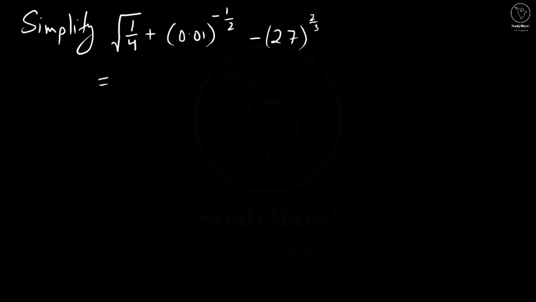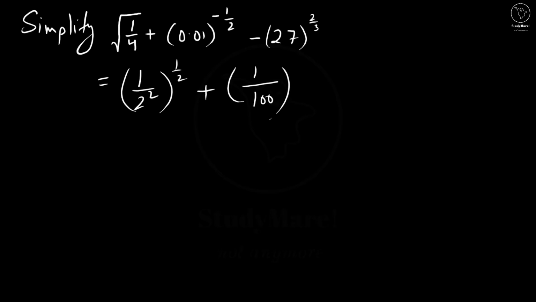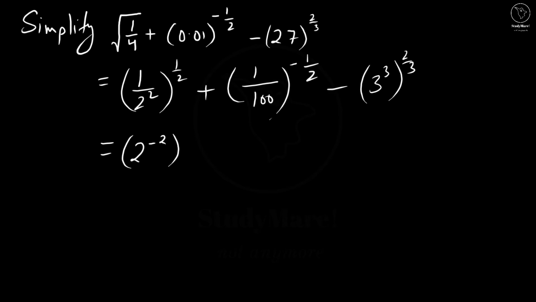Let's solve it. Root 1 by 4 can be written as 1 by 2 square to the power 1 by 2, plus 0.01 can be written as 1 by 100 whole to the power minus 1 by 2, minus 27 can be written as 3 cube whole to the power 2 by 3, which equals 1 by 2 square. Can also be written as 2 to the power minus 2 whole to the power 1 by 2 plus 100 to the power 1 by 2, as 1 by a to the power minus n can be written as a to the power n. Minus 3 to the power 3 into 2 by 3, where 3 and 3 cancel out.